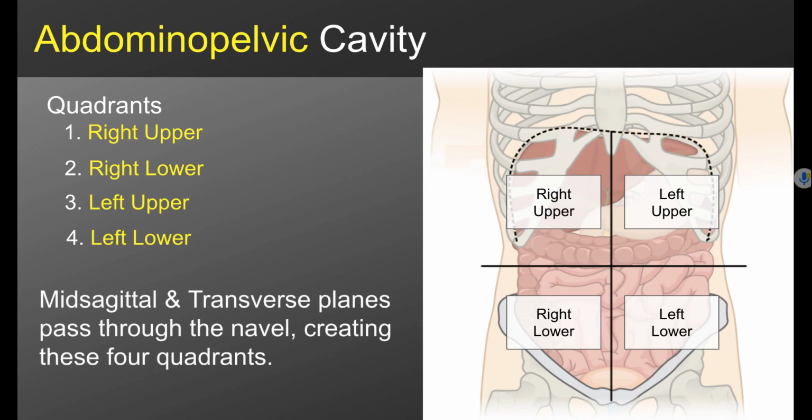Also, notice that the mid-sagittal and transverse planes pass through the navel or the belly button, and that's what creates these four quadrants. If you need a refresher on these body planes, just check out the previous video.